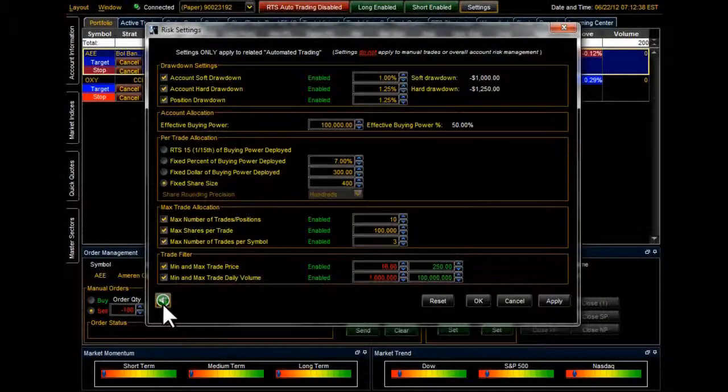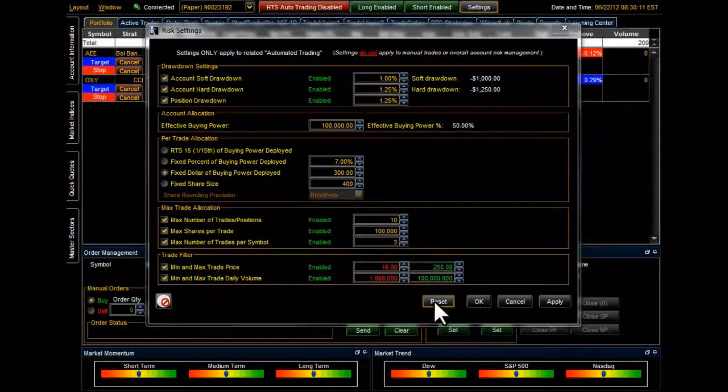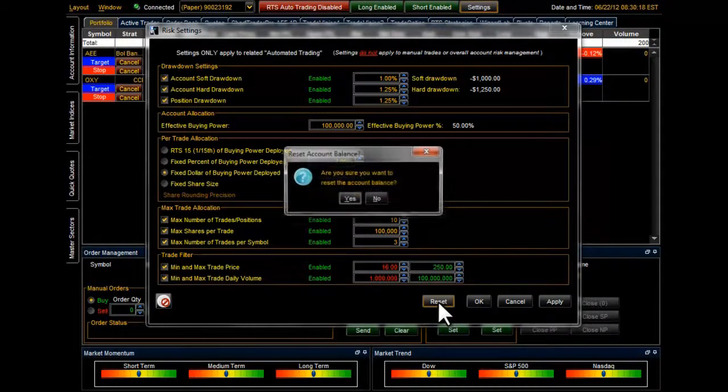And the last thing I want to touch on is the reset button and the apply button. If you wanted to reset the effective buying power within the paper trading account, all you have to do is click this reset button, and whether you're at 0 or at 500,000 or whatever number you have there, it will reset it back to the default amount, which is $100,000.